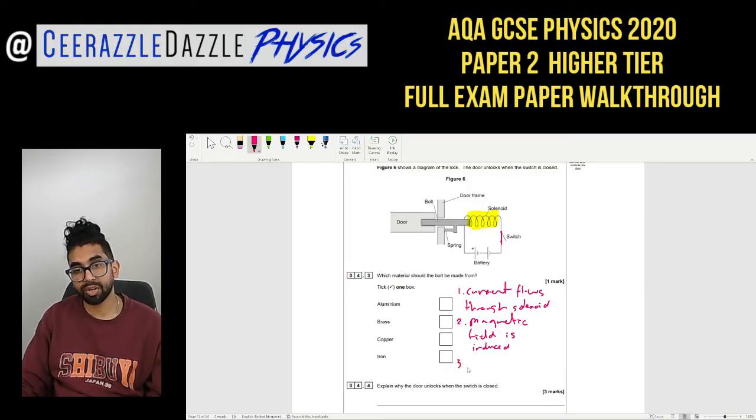And therefore, number 3, the bolt is attracted as it is made out of iron. And there we go. Obviously that answer should be at the bottom here, but I'm just putting it over here to save some space.